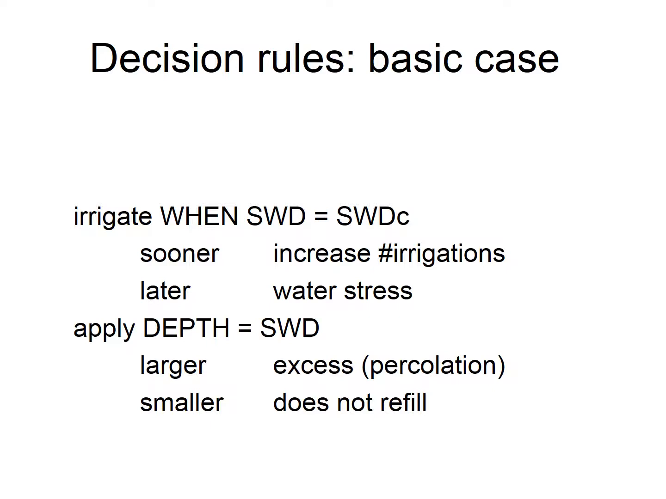After we have decided to irrigate, after we have decided the date of irrigation, the basic rule would be applying a depth equal to the soil water deficit at that time. That would bring the soil back to field capacity, in other words, to deficit zero. If we apply a larger depth, we will be applying excess water and therefore we would have percolation. If we apply a smaller depth, we would not be refilling the soil. This might be an interesting alternative for some situations, as we will see later.